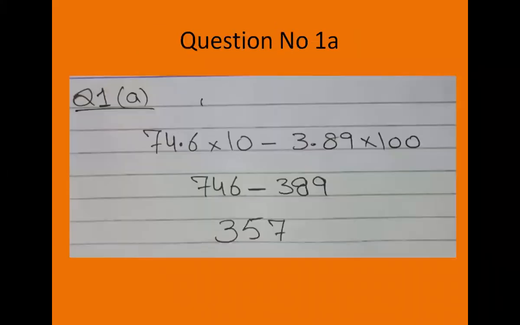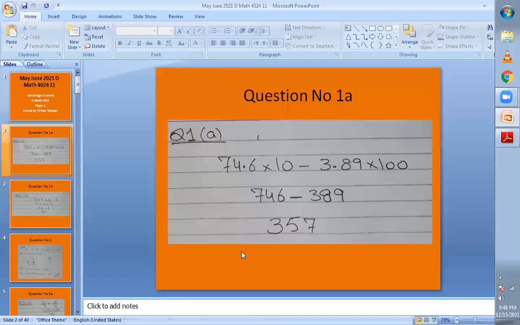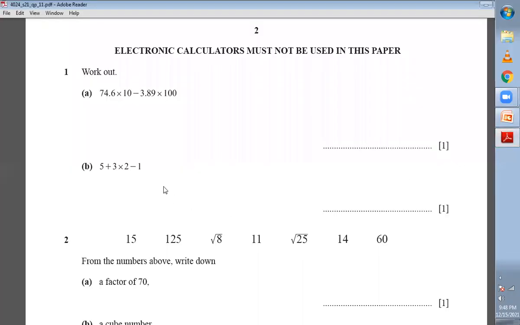Okay, so when you multiply 74.6 with 10, it becomes 746. The decimal moves one step to the right. In 3.89, when you multiply it with 100, this becomes 389. The decimal has moved 2 steps to the right. So 746 minus 389, it will become 357. Okay. So that was the question number 1, and it's A part.